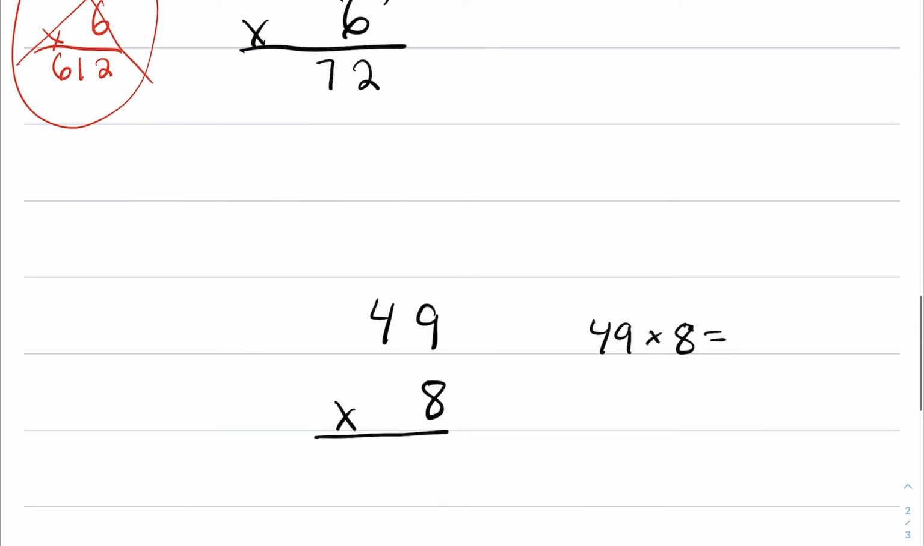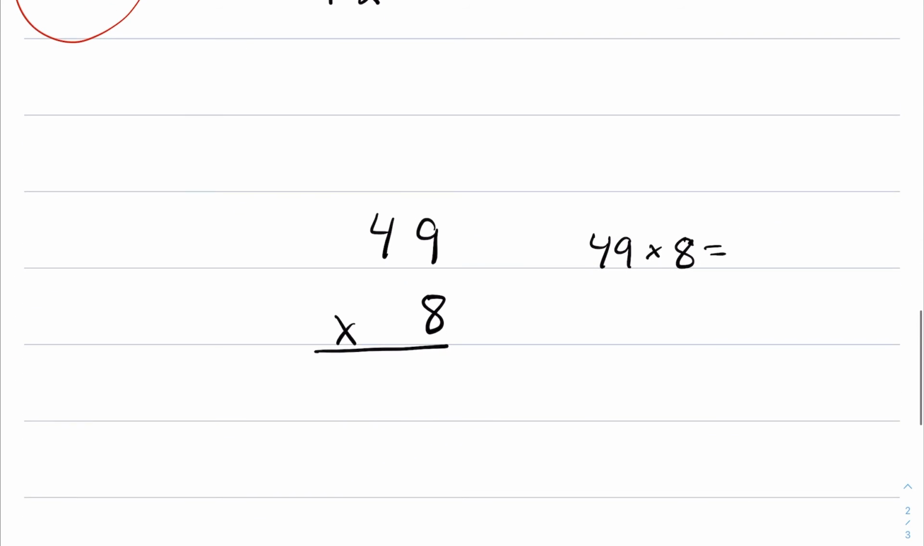So we have one more example here, 49 times 8. So we're going to start out 8 times 9, which equals 72. Again, we're going to carry that 7. Then we're going to do 8 times 4, which equals 32, plus our 7 is going to give us 39. And we're going to get 49 times 8 equals 392. And that's going to be all our examples today for our multi-digit multiplication with 2-digit by 1-digit.